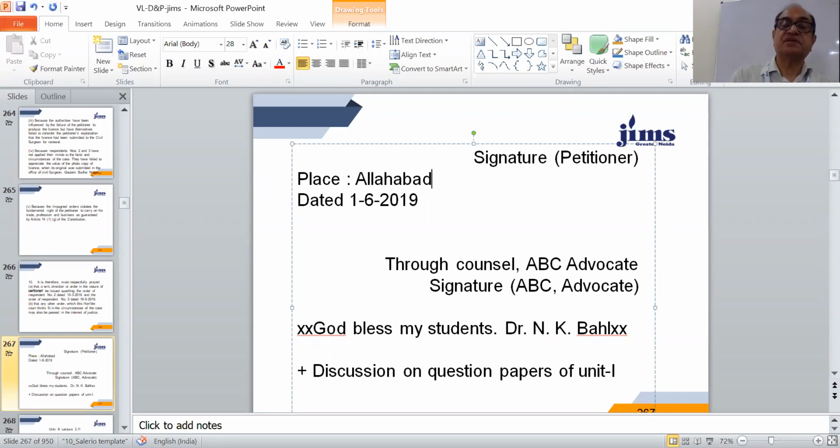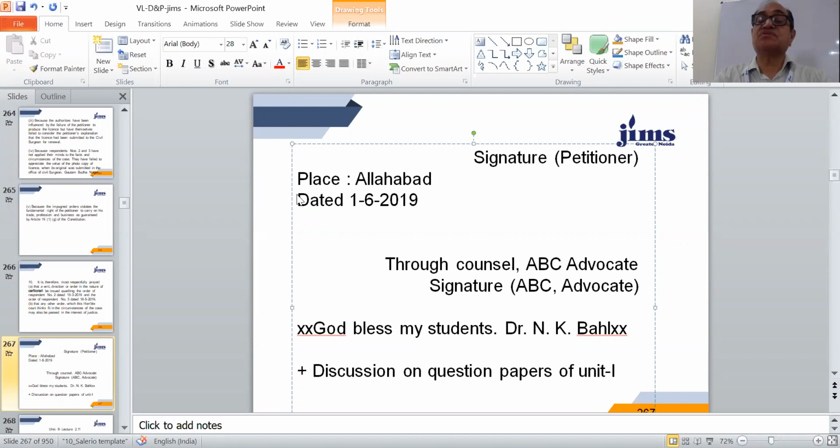And dear students, because this writ of certiorari is drafted by ABC advocate, he is counsel for the petitioner. So you are supposed to draft his name also, and you will draft it like this: through counsel ABC advocate. And then the signature of ABC advocate is also required on this petition before filing. So this is how, dear students, we have learned the drafting of a writ of certiorari.